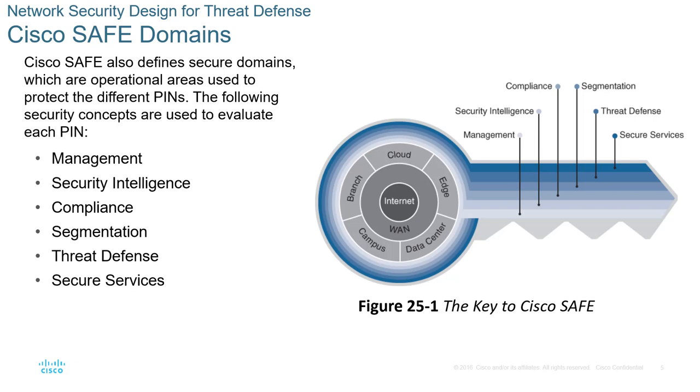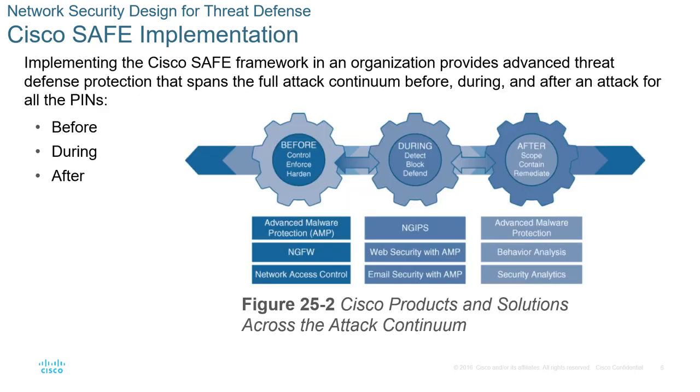So we have things like management, security intelligence, compliance, segmentation, threat defense, and secure services. Those are the key prongs where we're going to be using and evaluating our PINs. The nice thing is when we're looking at the Cisco SAFE, we're also looking at it before, during, and after. That way we can ensure that we are correctly providing the appropriate response to those key areas. Again, implementing the framework in the organization does provide some advanced threat defense protection that spans the entire attack cycle. Again, before, during, and after an attack.